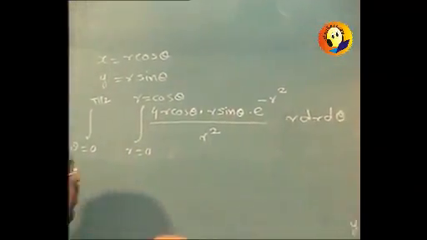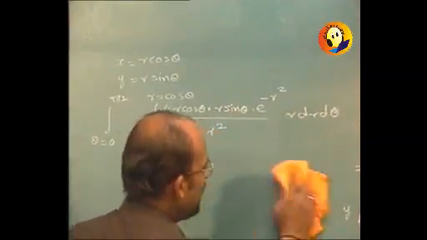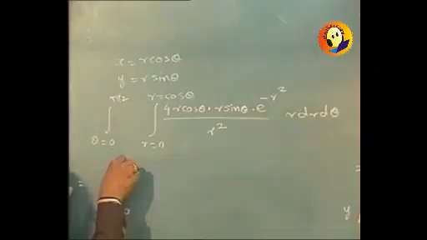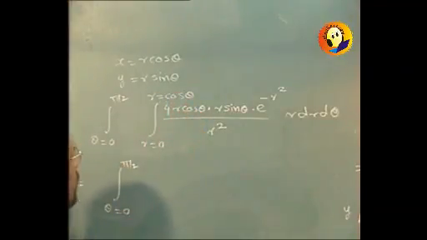Here the limits are not constant, though the function is separable. We are not going to integrate with respect to both of them simultaneously. We will have to integrate with respect to r first, because then the theta term will again be introduced. 4 constant can be taken outside.